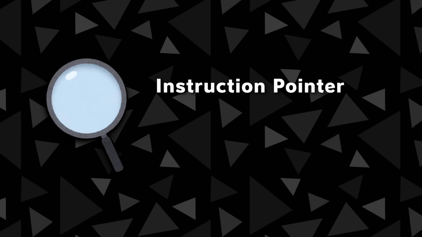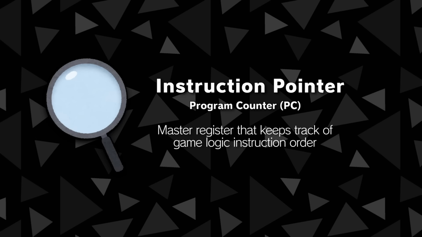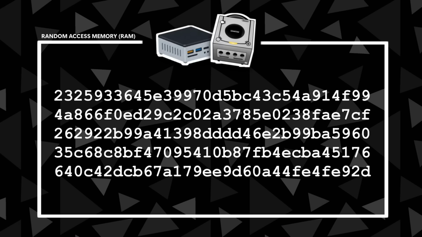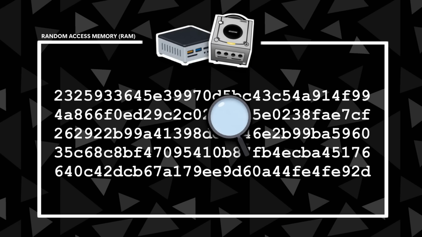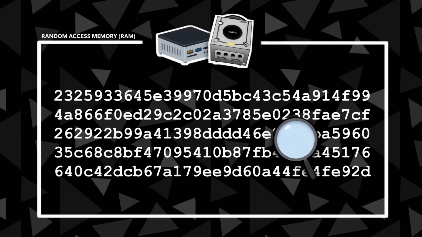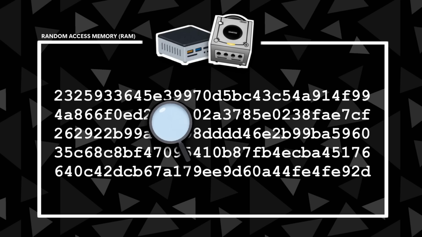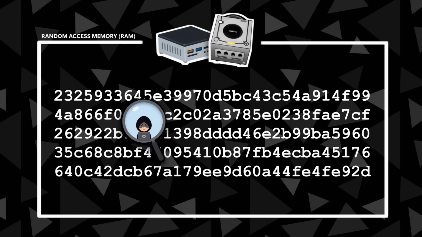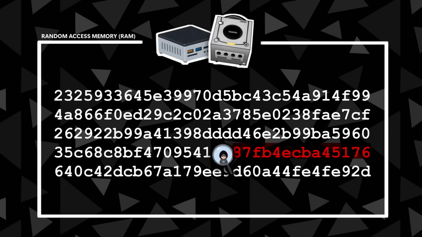A program's instruction pointer, also called the program counter, is essentially a master register that keeps track of a program's instructions and contains the memory address of the next instruction to be executed. So, if a program's instruction pointer is able to be hijacked to point to a specific location of our choosing, things can quickly get out of hand. For instance, by taking over the instruction pointer, we can instead tell the game to execute stored data in RAM instead of stored game logic.